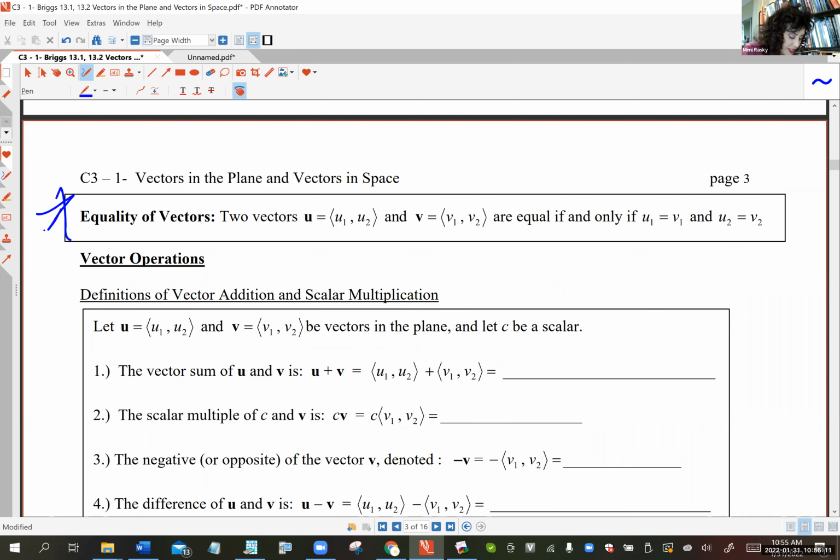Equality of vectors. This is super key. Put stars by it. It looks really basic and almost like it's a no-brainer. Like, of course that's true. How could that not be true? But it's going to come and save us for later.